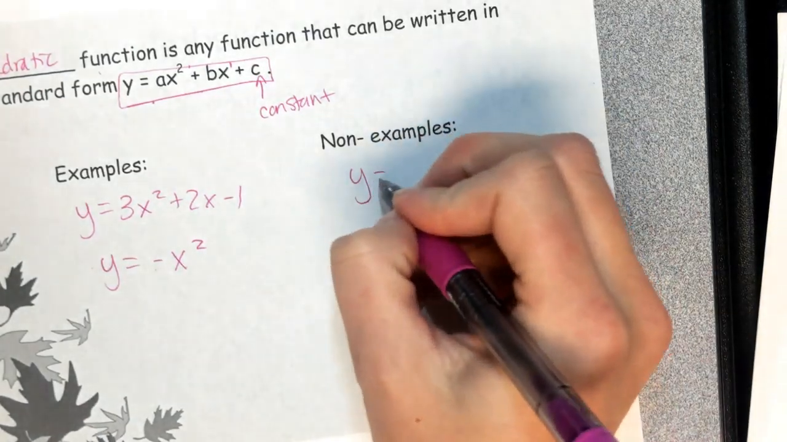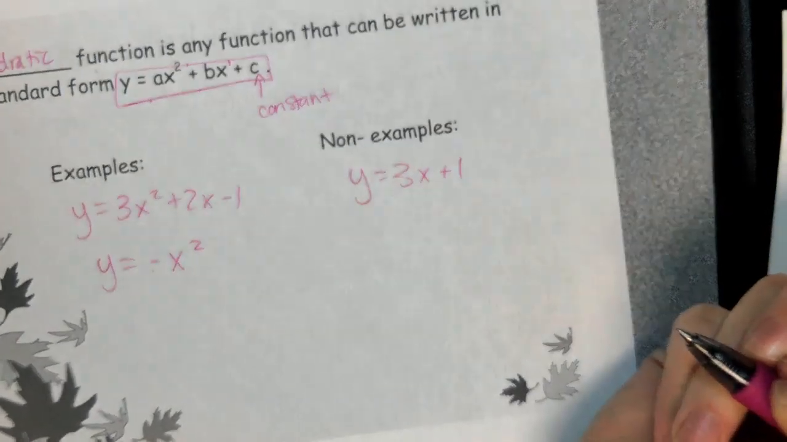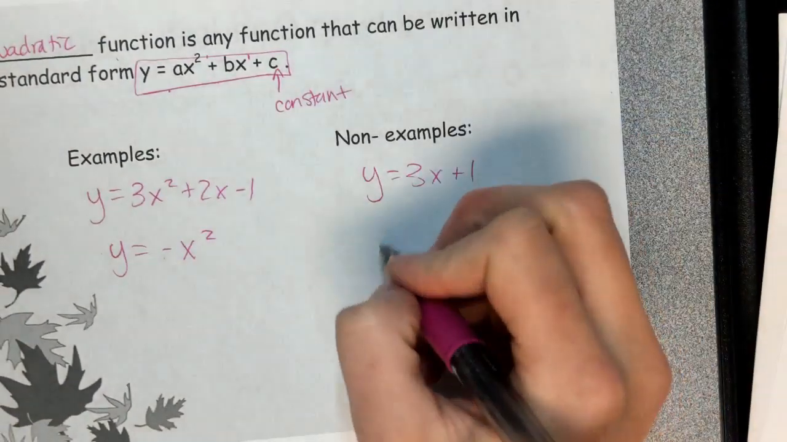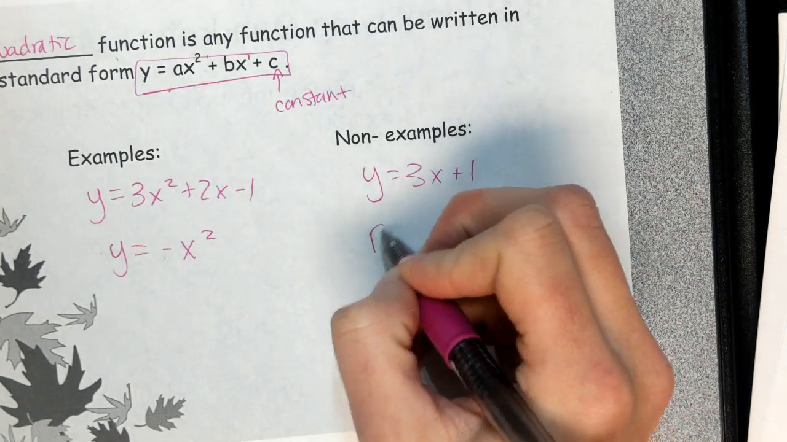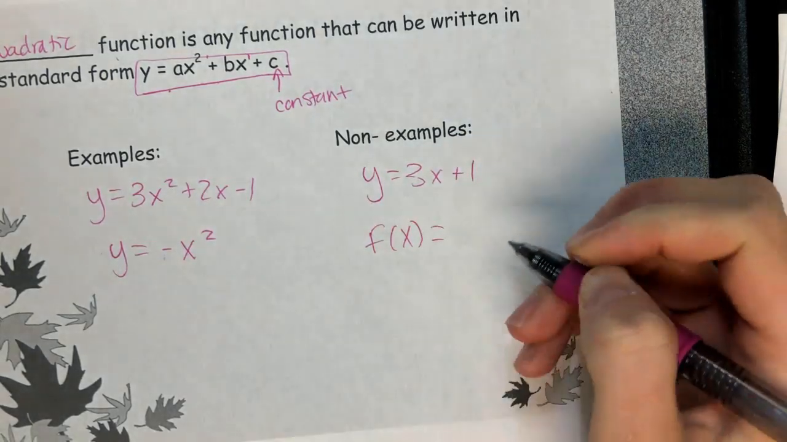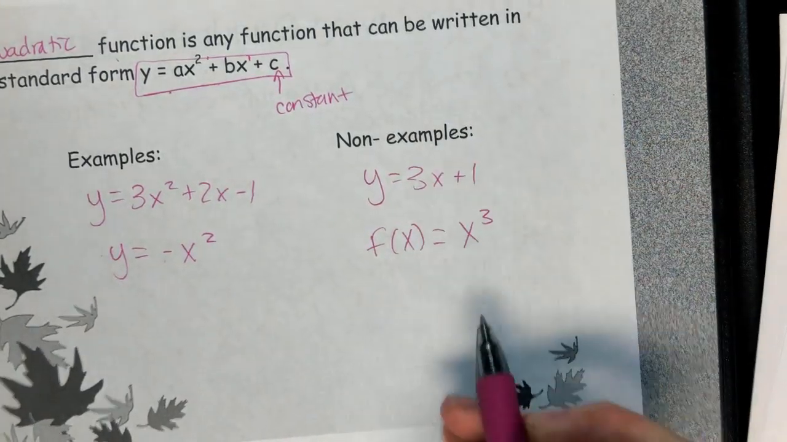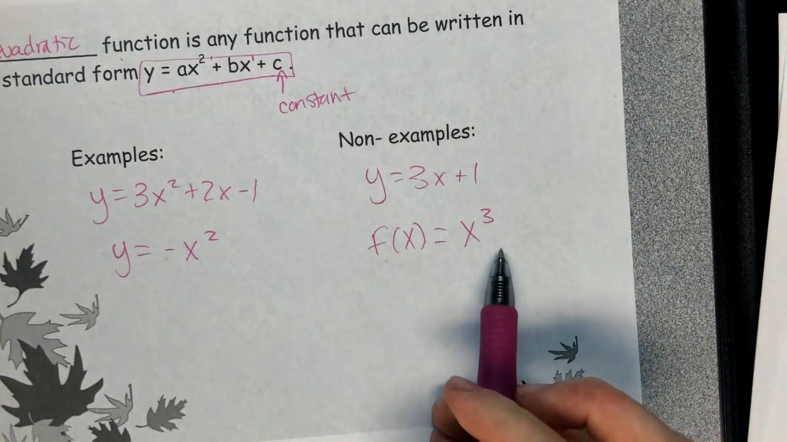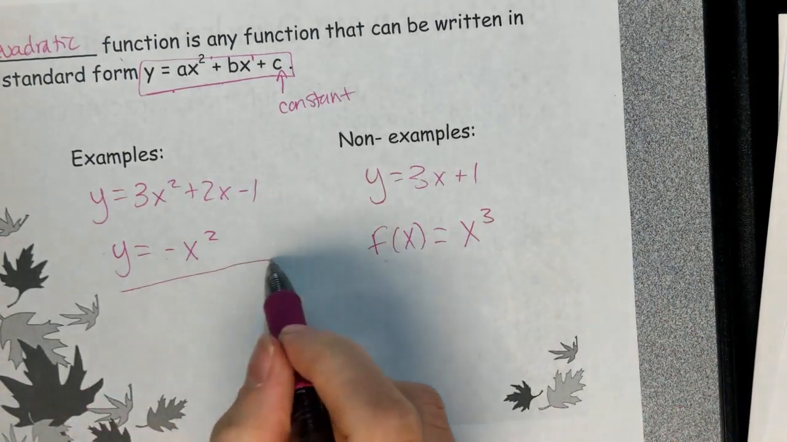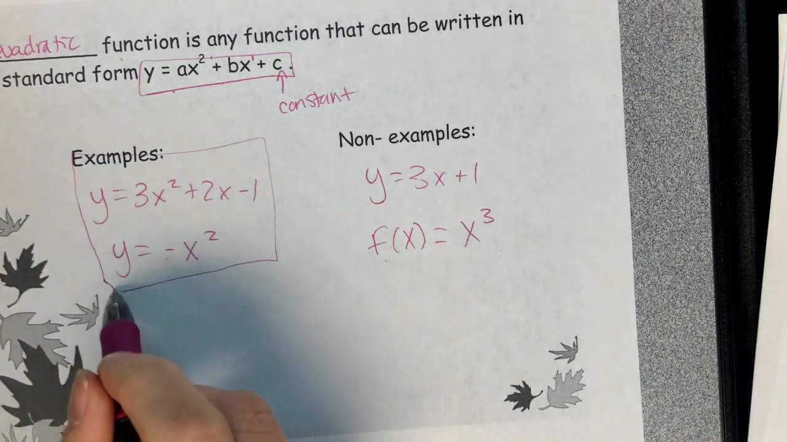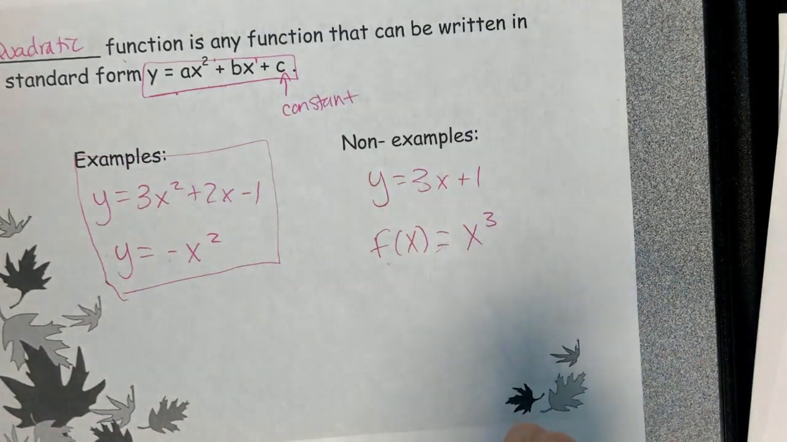Non-examples. Y equals 3x plus 1. That's a linear function. It has a degree of 1. Function notation, f of x equals x to the third power. That's a cubic function. So anything outside of the realm of highest power of 2 is not going to be a quadratic.